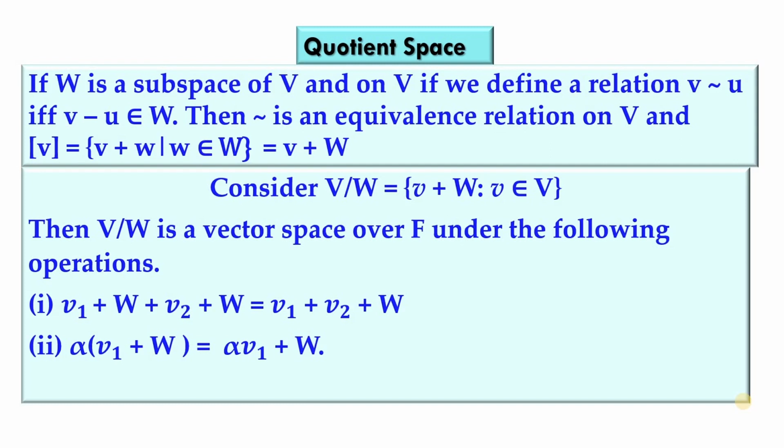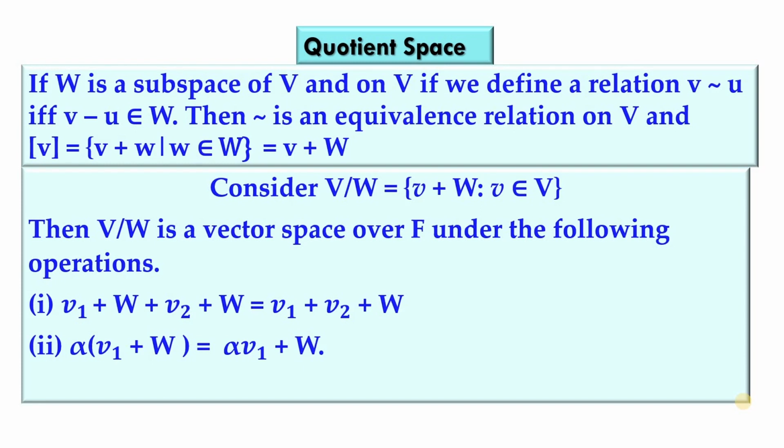Now we consider these as elements, we consider a collection which we call V mod W, or sometimes for convenience's sake we can also write it as V over W. Okay, so we have that to be the set of all elements of the form v plus W. Then this V mod W is a vector space over F under the operations.